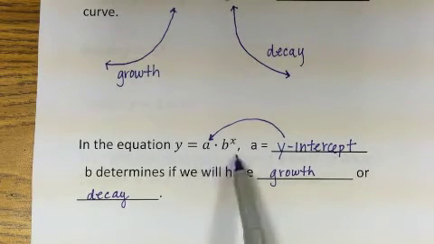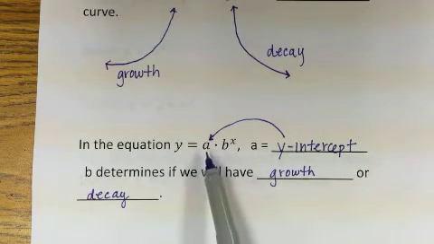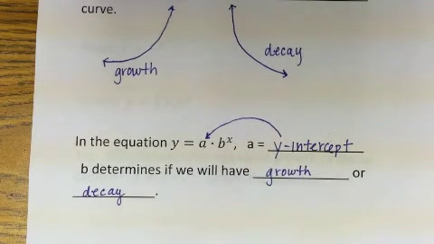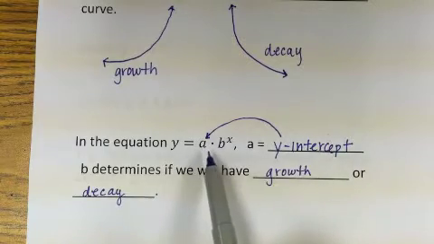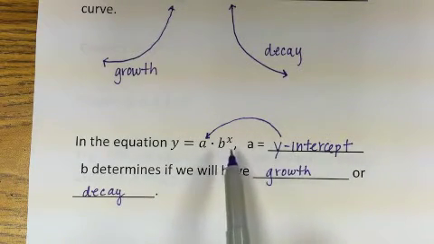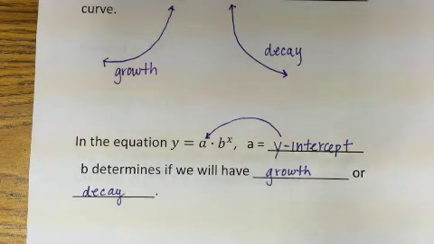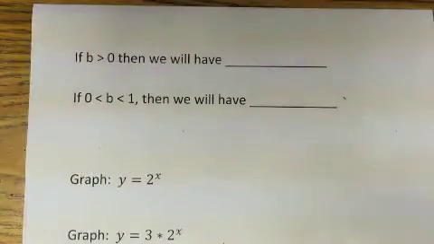So again, what are these pieces here? A is the y-intercept. So, if I ask you to plot something, that's a really easy given point that you can do right off the bat. It's just, plot that one point. Okay? Then the B here is going to determine whether or not we have growth or decay. Okay? So we're going to talk about that right now.